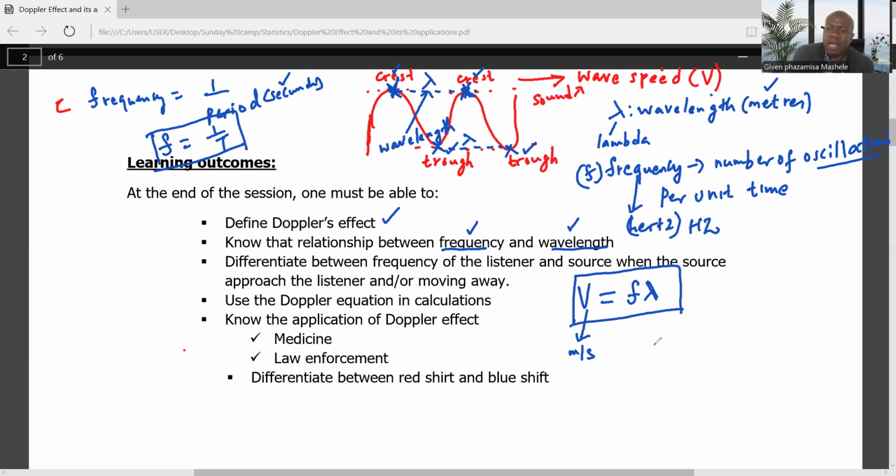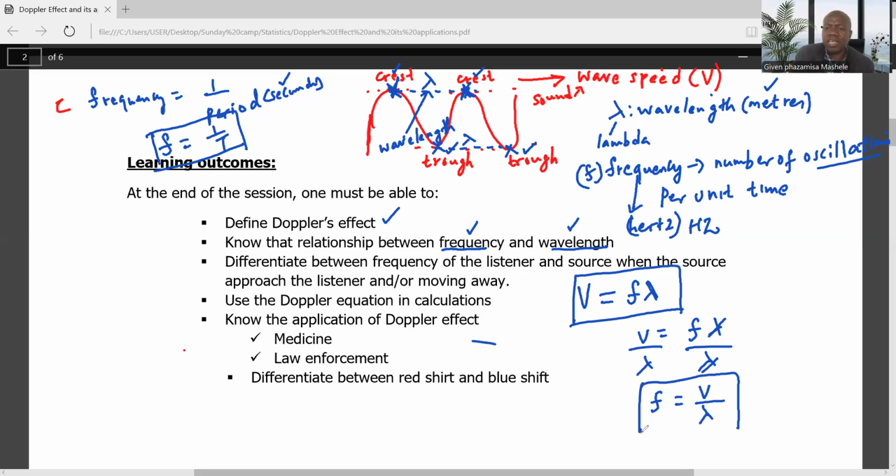Now let us make frequency the subject of the formula. To do that, we have to divide both sides of the equation V equals F times lambda by the wavelength. That means the frequency will be the speed of sound, or the wave speed, divided by the wavelength.